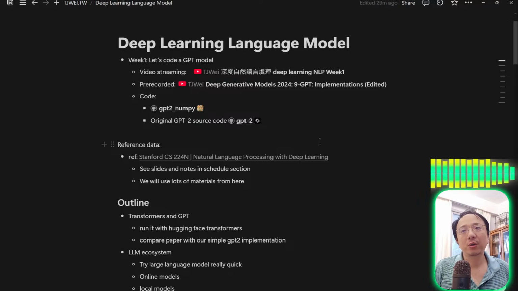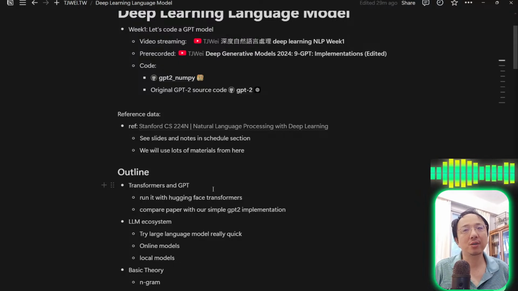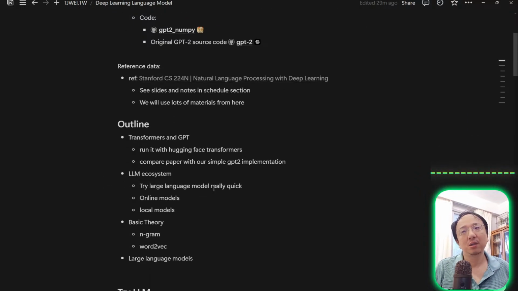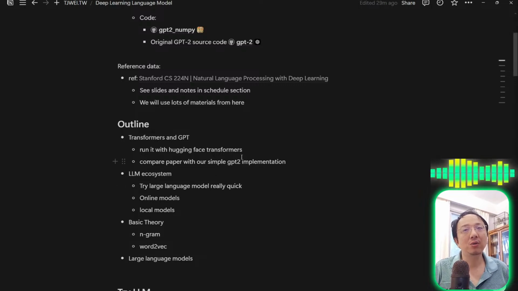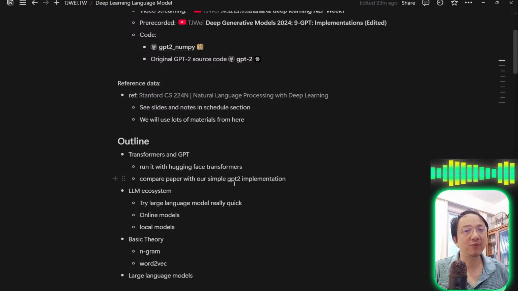So this will be a 3 weeks mini course. First week, we are going to talk about the transformers and the GPT. We'll start with the transformer and the GPTs. There are two parts in this lecture. The first one is pretty simple. We're going to use Hugging Face transformer and load some model to see how it works. And the second part is we are going to explain how the code works. How GPT works. So we are going to compare the transformers paper and our implementations of GPT.